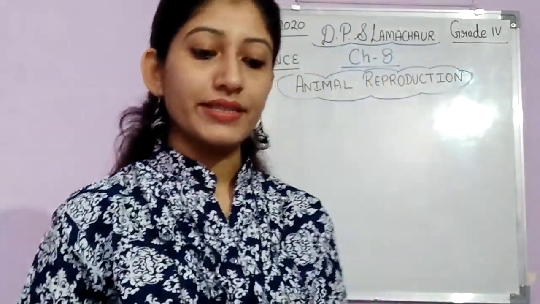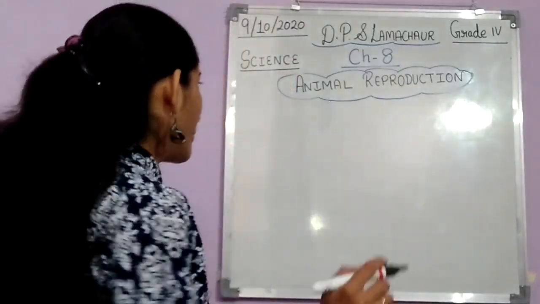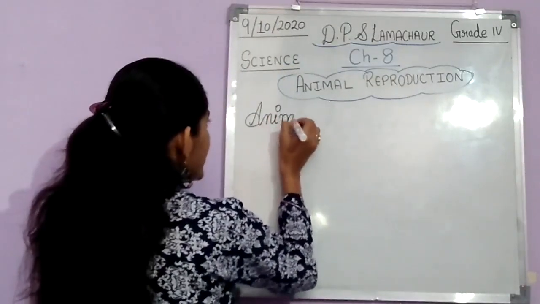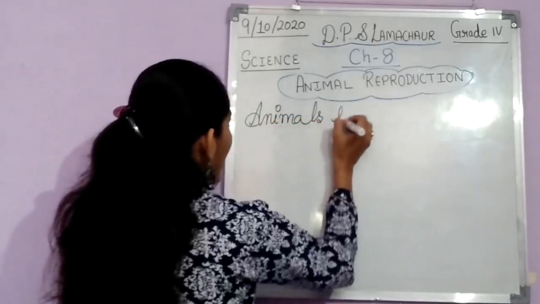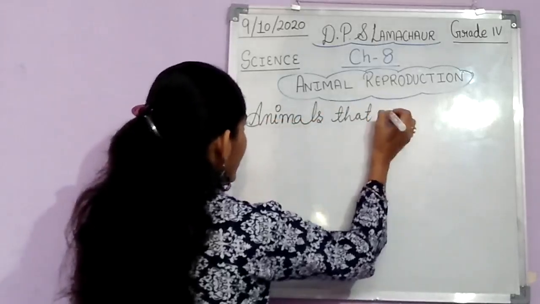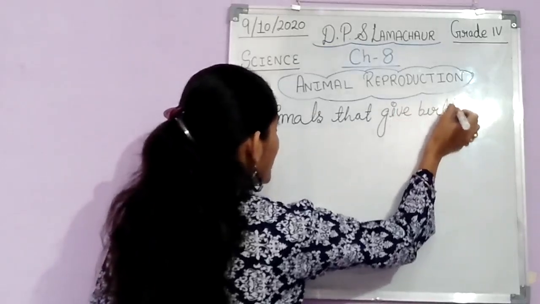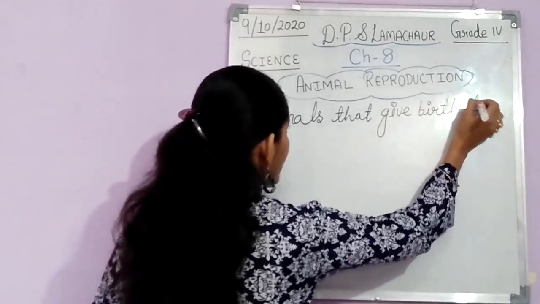Okay beta. So today we are going to start our new topic, and for that you all have to open your book page number 76. Animals that give birth to babies. Today we are going to discuss animals that give birth to babies.